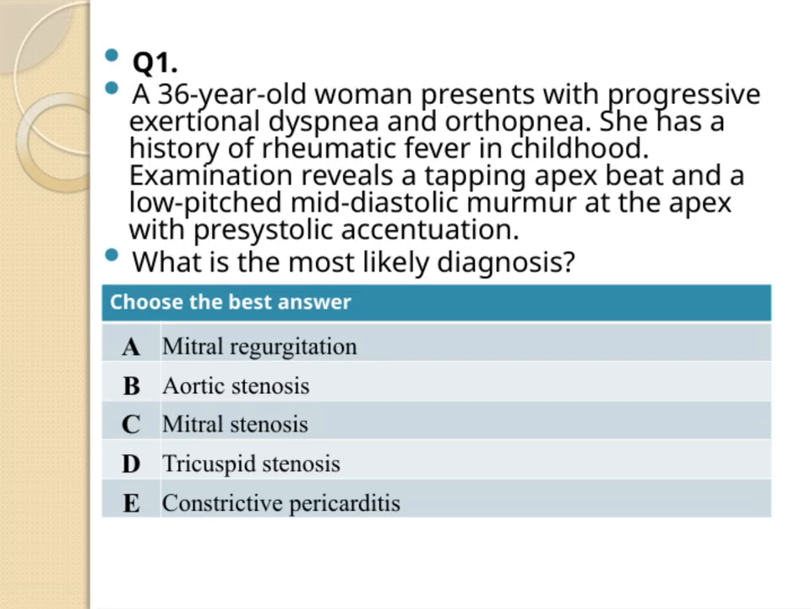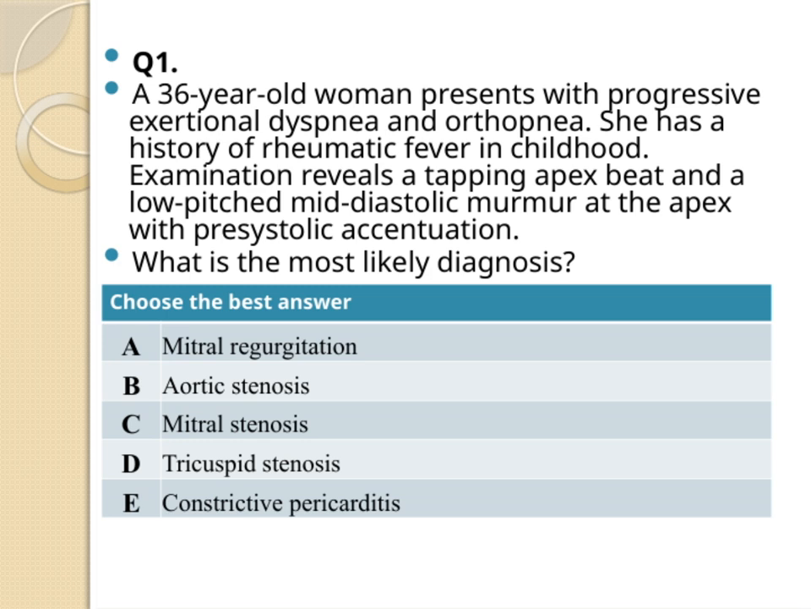We have a 36-year-old woman experiencing progressively worsening exertional dyspnea and orthopnea, which suggests she's having trouble breathing when she exercises and when lying down. She also has a history of rheumatic fever from childhood, which is an important clue. On examination, her apex beat is described as tapping, and there's a low-pitched mid-diastolic murmur at the apex with prosystolic accentuation. Now, these findings point us toward a specific type of heart valve problem.